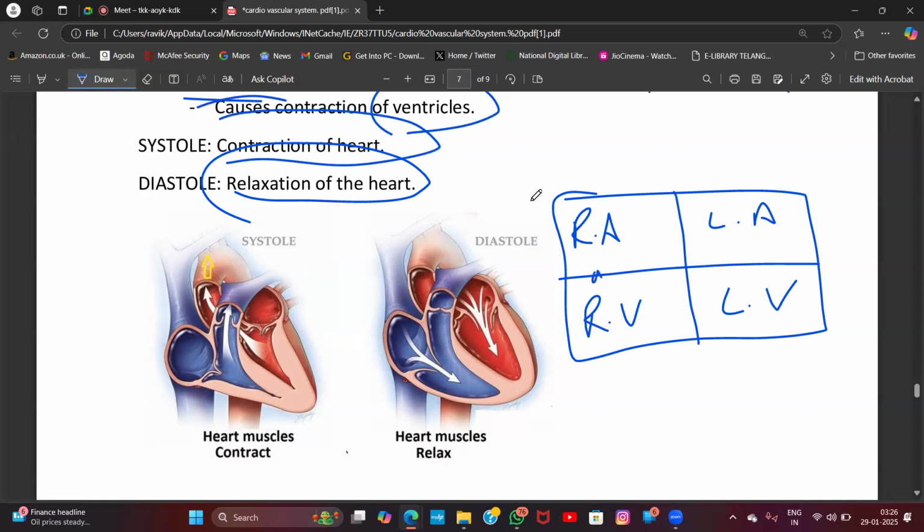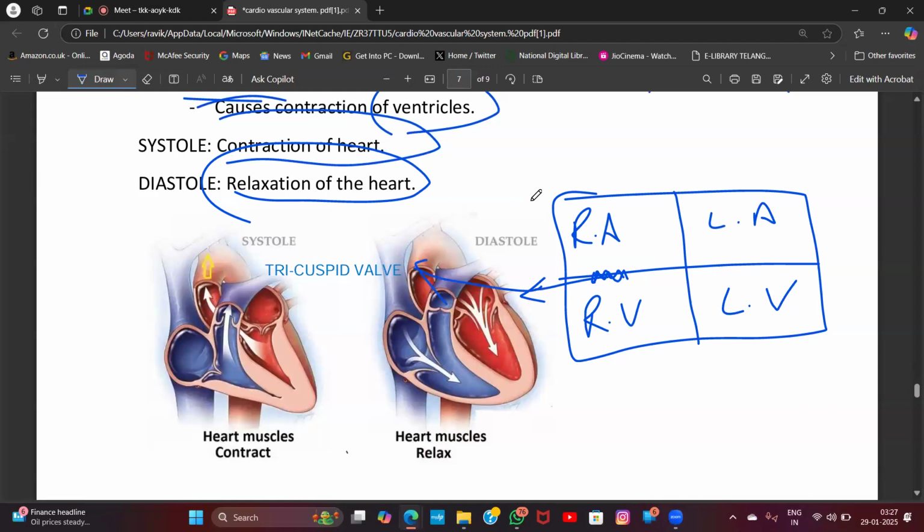Between the right atrium and right ventricle, which valve is present? The valve is called the tricuspid valve.